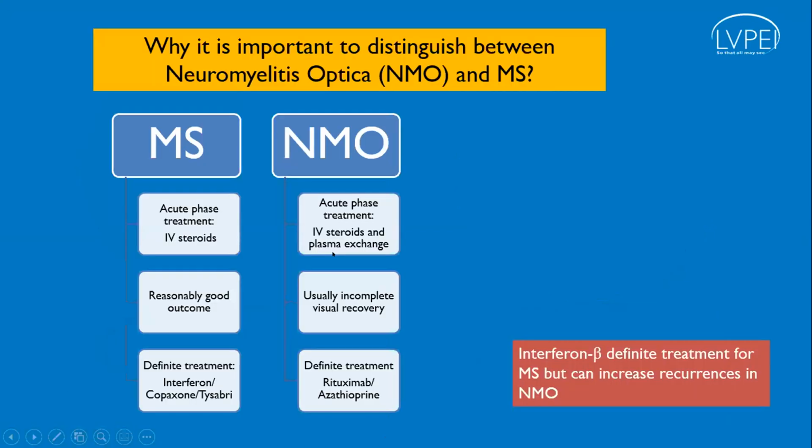Why is it important to distinguish between NMO and MS? We remember that the pathophysiology is different. There is much more damage in NMO, also leading to incomplete visual recovery. So we need to be more aggressive. The definite treatment is different in the two. And as Dr. Preeti said, some of the drugs like interferon beta, Tysabri, and fingolimod can all lead to worsening of the NMO. Therefore, it is very important to distinguish between the two.